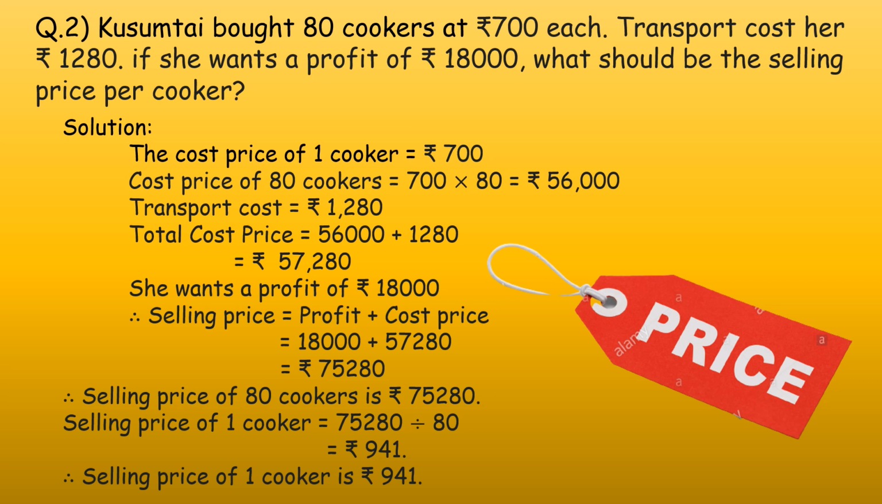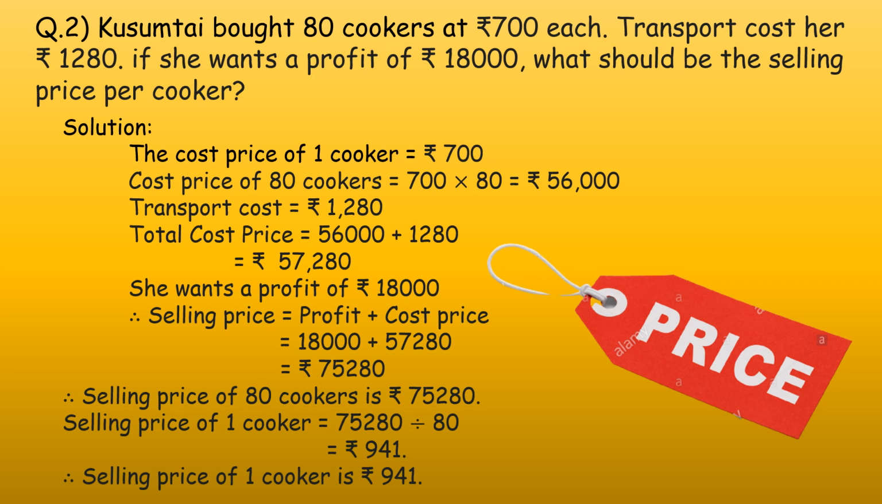Since we have done one question like this, let us find out the answer for this as well. It's much easier. Now we know that each means one cooker, like for one thing, one product. So for one cooker she spent rupees 700. So for 80 cookers it will be 80 into 700, that is rupees 56,000. Now she had an additional expense, that is rupees 1,280 for transport, which will be added to the cost price of 80 cookers, and hence what is the total cost price, children? Now it is rupees 57,280.